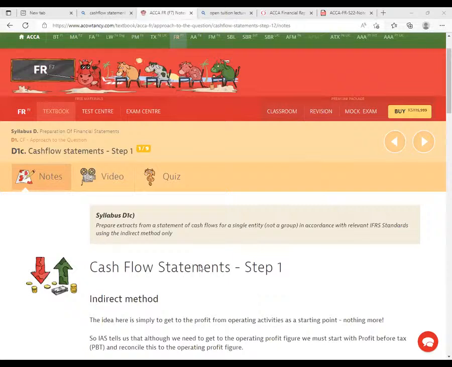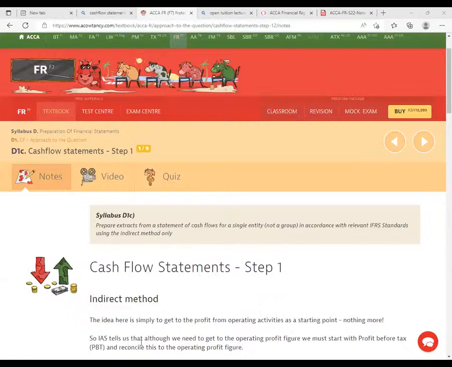Now, I'm looking at the basic steps and I'm going to start with the indirect method. Indirect method, ladies and gentlemen, does not start with the revenues you generate in the operations. Basically we start with profits and then we work backwards to generate cash flows. The idea is simply to get to the profit from operating activities as a starting point. Nothing more. It's a very easy thing.